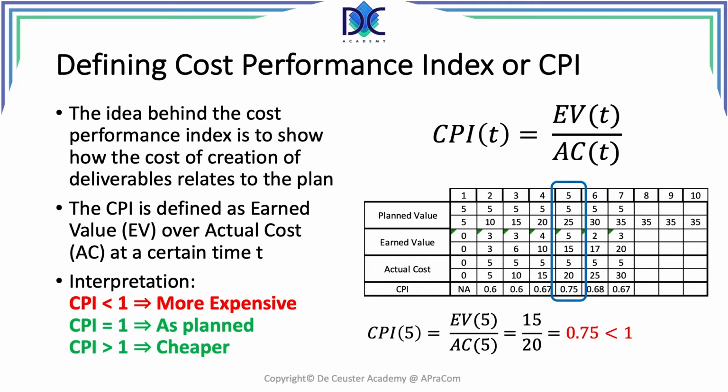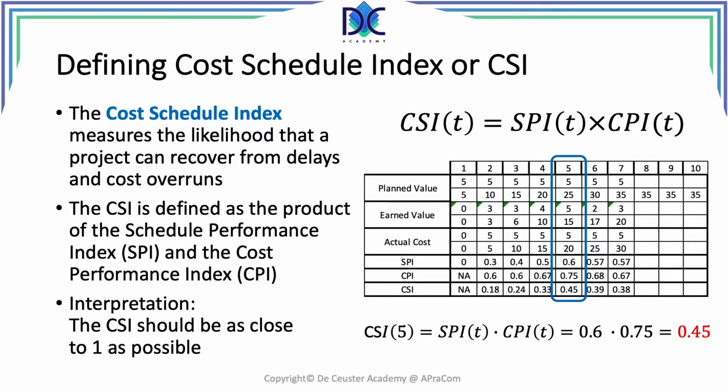The next parameter to define is the Cost Schedule Index or the CSI, and the CSI is the product of the SPI with the CPI at a certain time. The Cost Schedule Index measures the likelihood that the project can recover from delays and cost overruns. The interpretation of the CSI is very simple. It should be as close to 1 as possible.